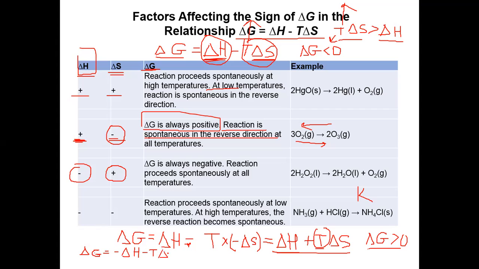So in this case, whatever you do, you will get delta G always what? Minus, negative, which means that it's less than 0. So delta G is always negative, which means that the reaction proceeds spontaneously at all temperatures. Any temperature you take, it's going to be spontaneous.